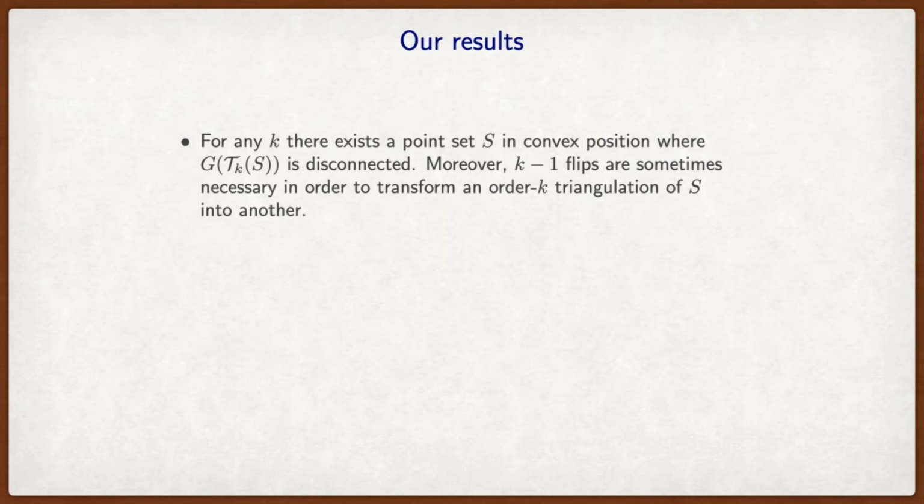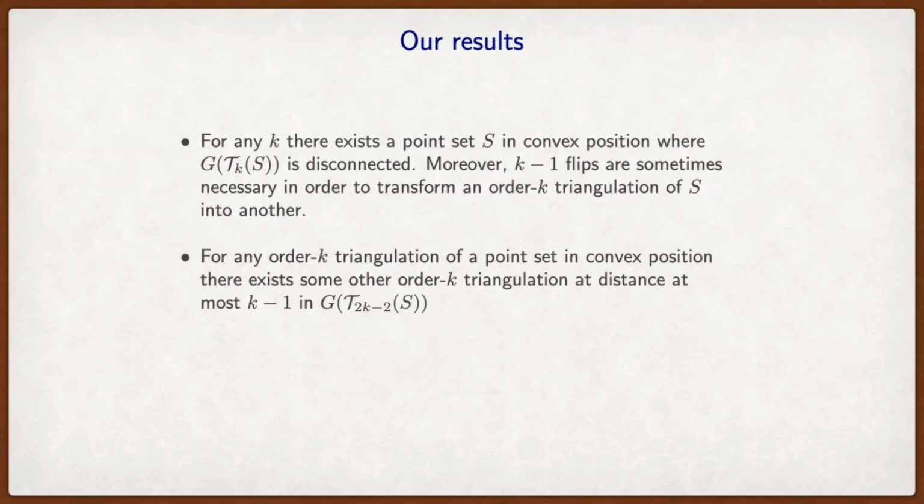Now, we can finally state our results. First, we show that for any K, there exists a point set S in convex position such that the flip graph of order K triangulations of such point set is disconnected. Moreover, we give a triangulation that is an isolated vertex in the flip graph of order K triangulations of such point set, and show that K-1 flips are necessary in order to transform such order K triangulation into another.